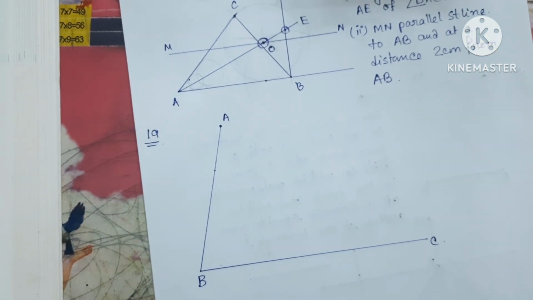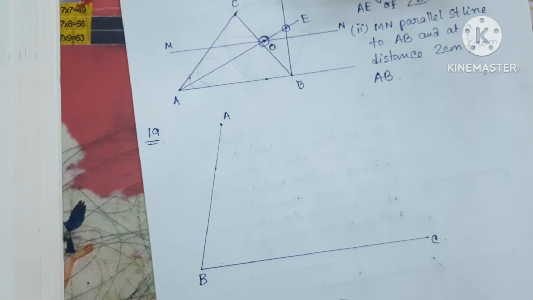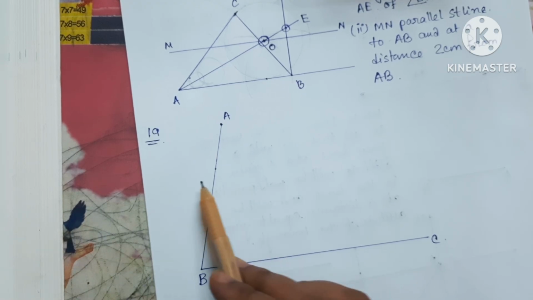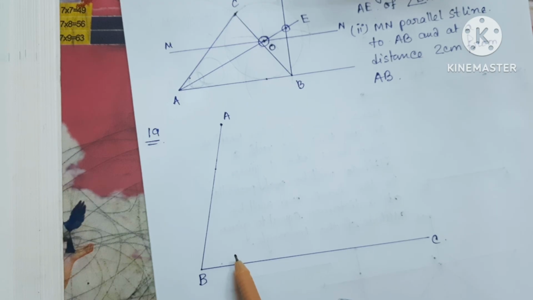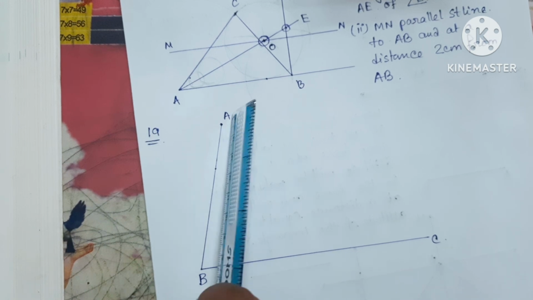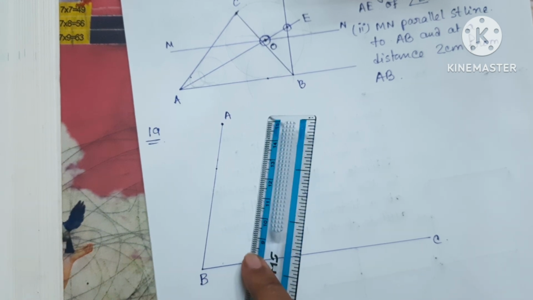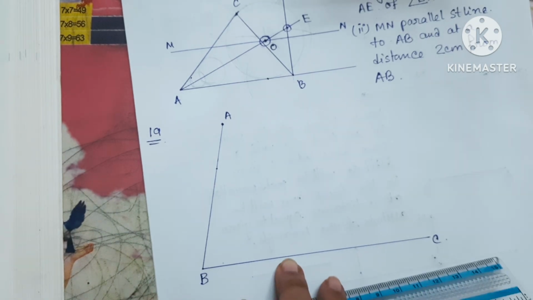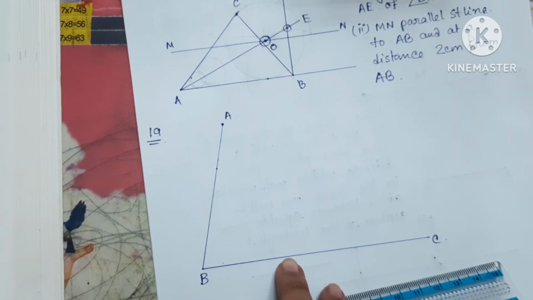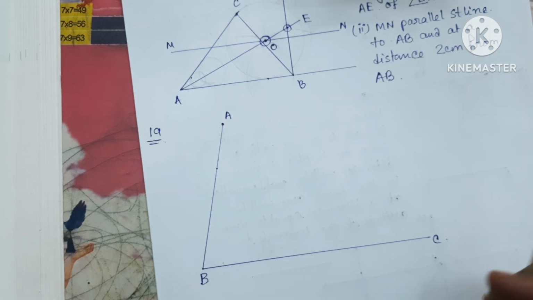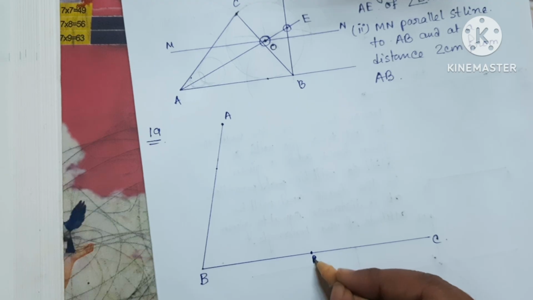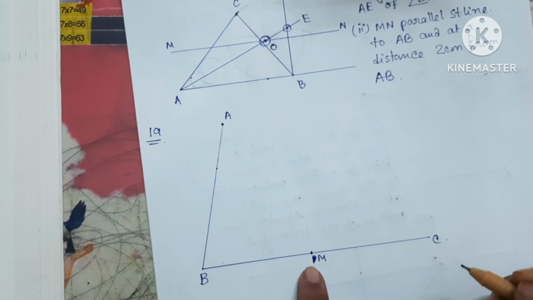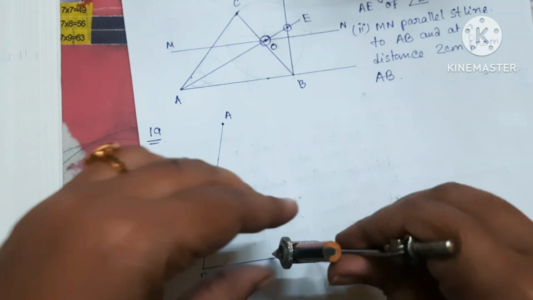Now you have to find a point P at a distance 2 cm from AB and 1.5 cm from BC. First I am going to draw two parallel lines, one parallel to AB and at a distance 2 cm from it, and another one parallel to BC and at 1.5 cm from it. First I am going to take 2 points. Say M on BC, and I am going to draw a perpendicular here.